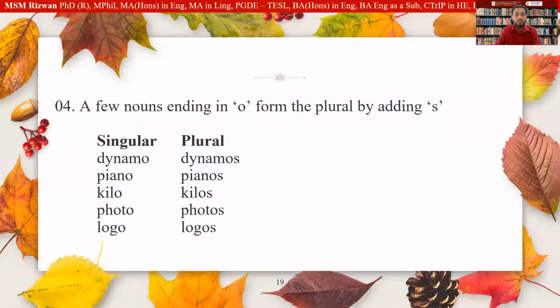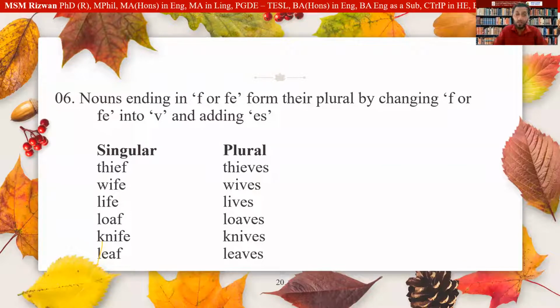Piano, pianos; kilo, kilos; photo, photos; logo, logos. Exactly. So you have to identify those terms. And the sixth classification is nouns ending in F or FE.